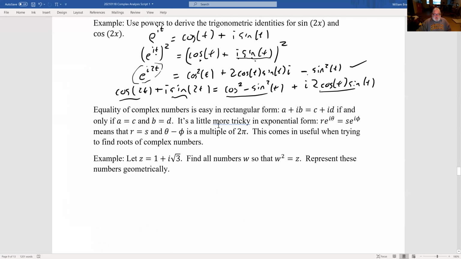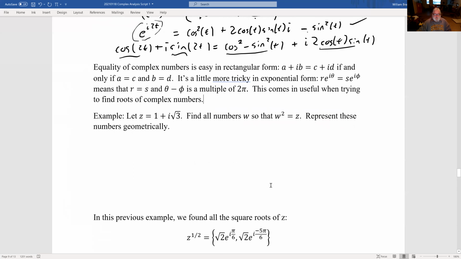So equality of complex numbers is easy in rectangular form, right? a plus ib equals c plus id means that a equals c and b equals d. In exponential form, r e to the i theta equals s e to the i phi means that the moduli r and s are the same, but the angles theta and phi differ by a multiple of 2 pi, which includes 0, of course, because 0 is a multiple of 2 pi.